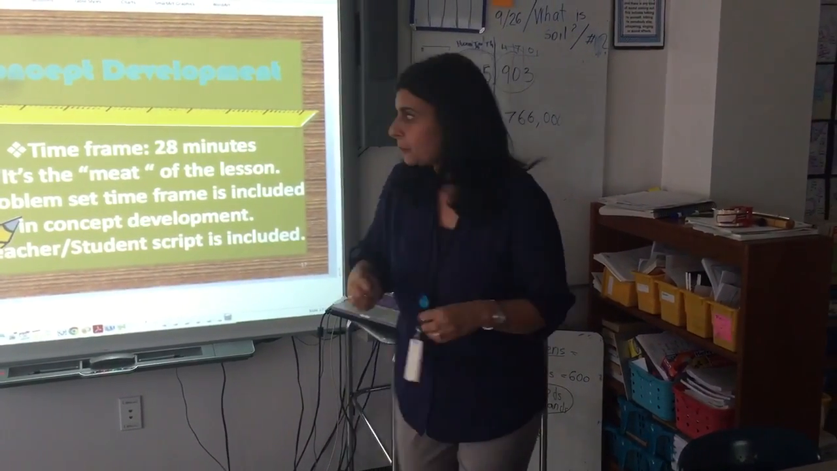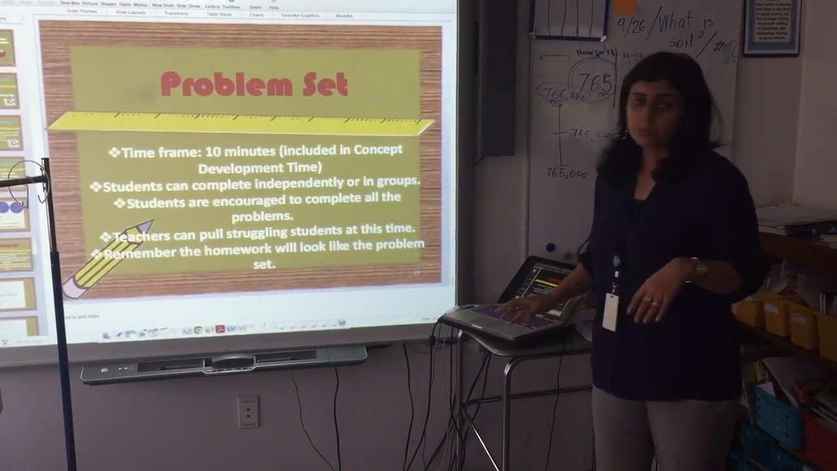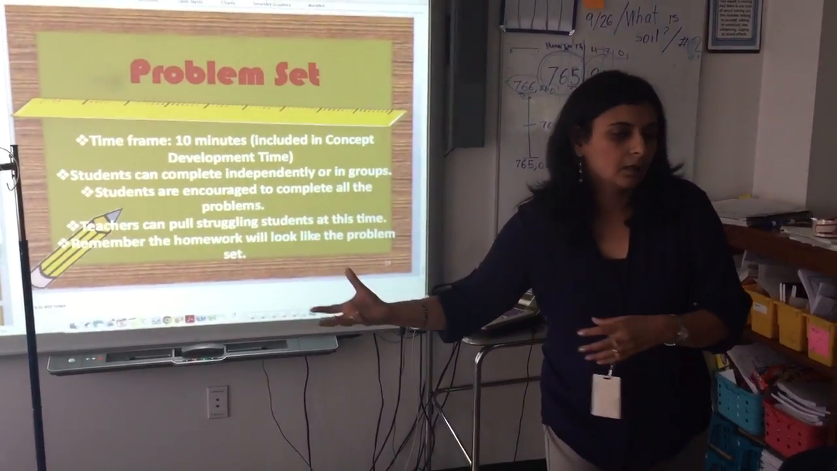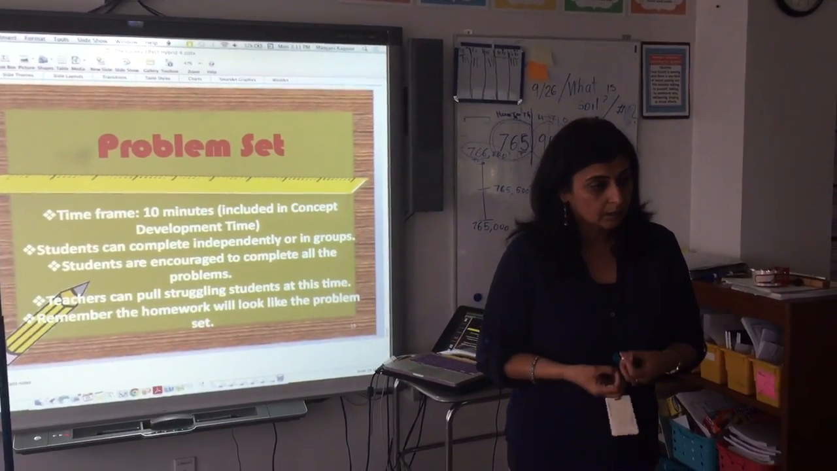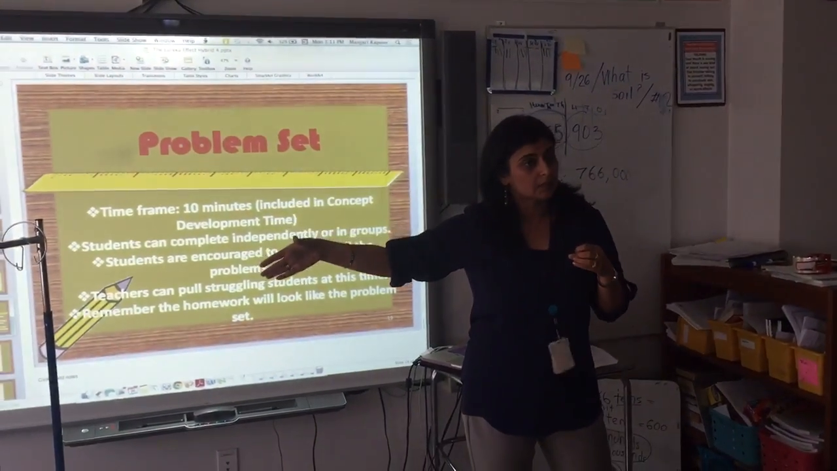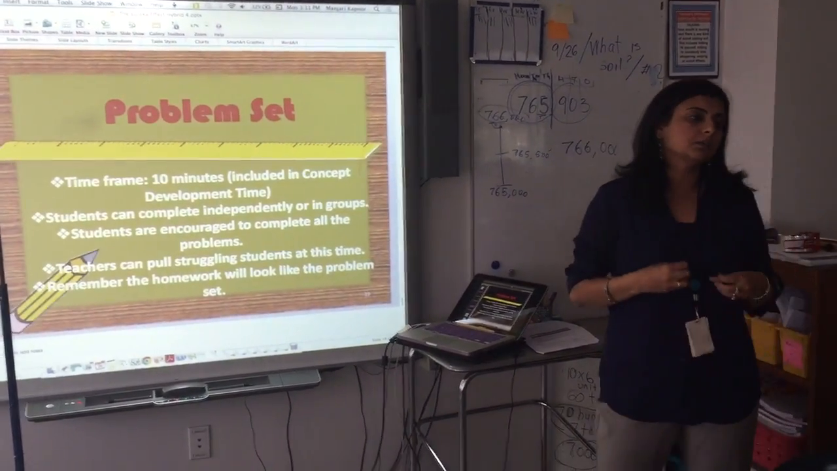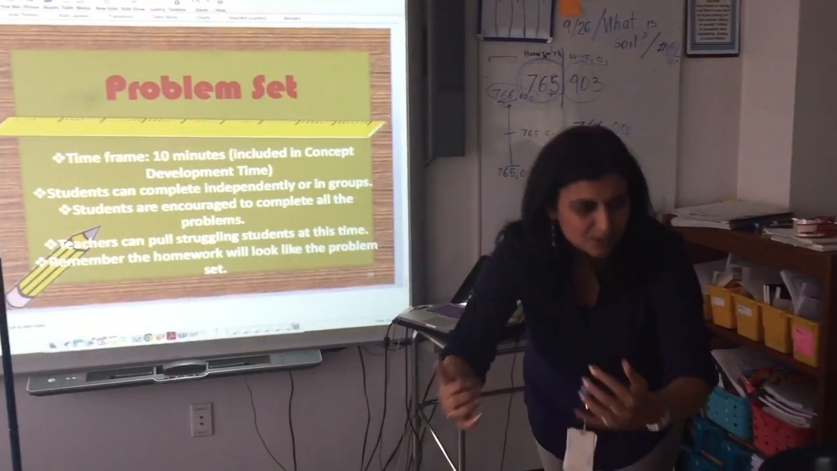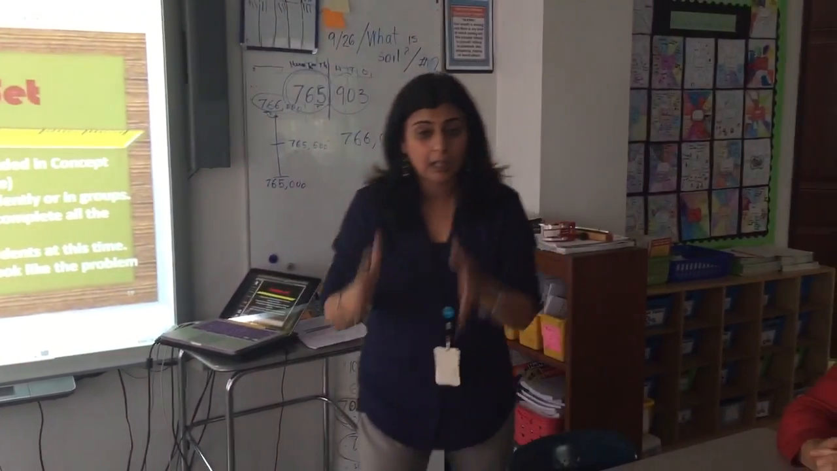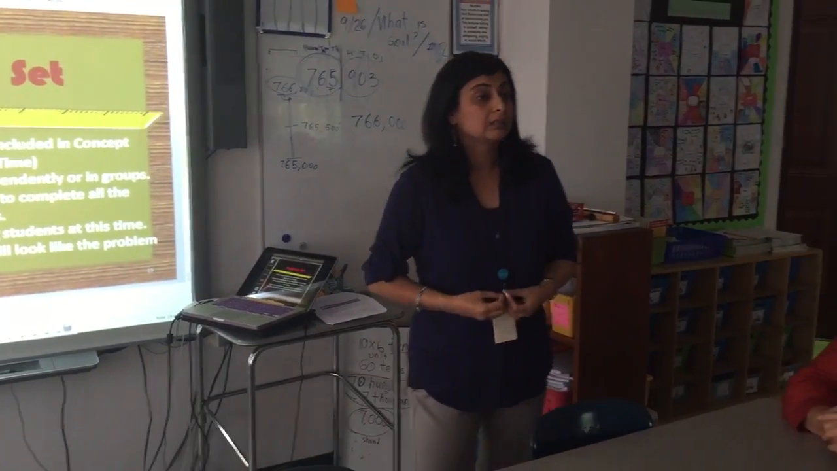Part of concept development is also the application, the problem set. Problem set, AKA, it's the independent work. We used to call that independent work. They're calling it a problem set. About 10 minutes of this 33 minutes are devoted to problem set, where students are independently working on the problems. And that is the time where you can pull the struggling students into a small group, and give them one-on-one instruction so that they understand and get the help that they really need.